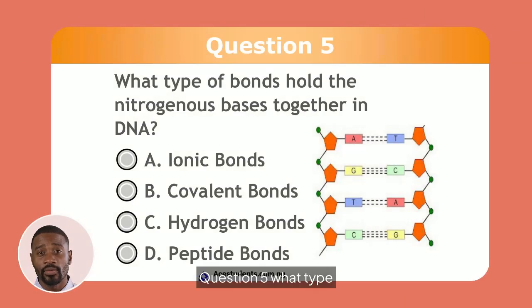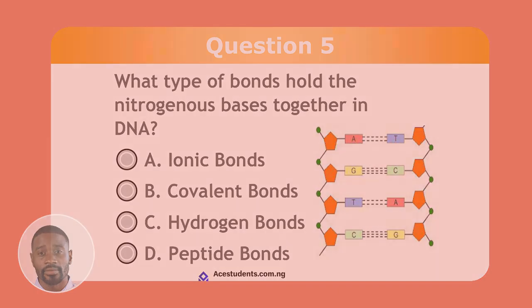Question 5. What type of bonds hold the nitrogenous bases together in DNA? Is it A. ionic bonds, B. covalent bonds, C. hydrogen bonds, or D. peptide bonds? Consider the stability of the DNA structure.